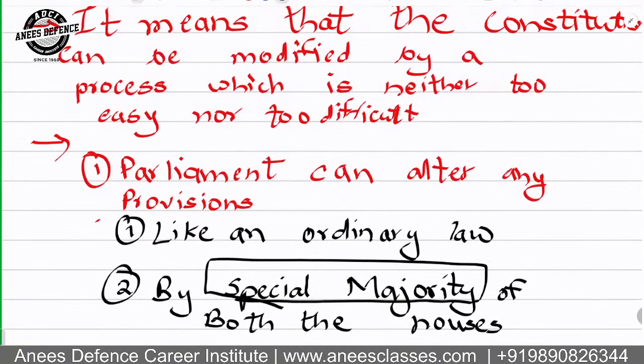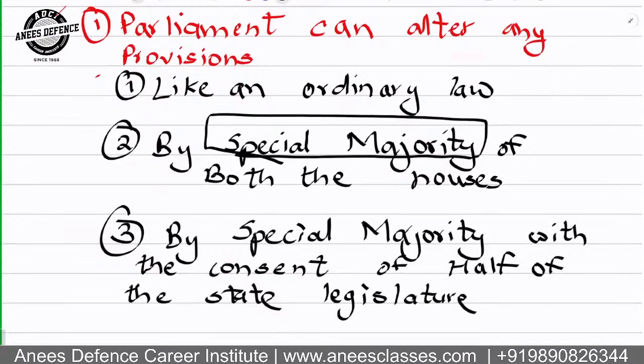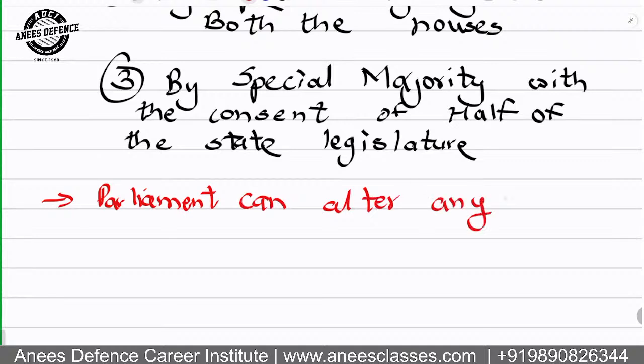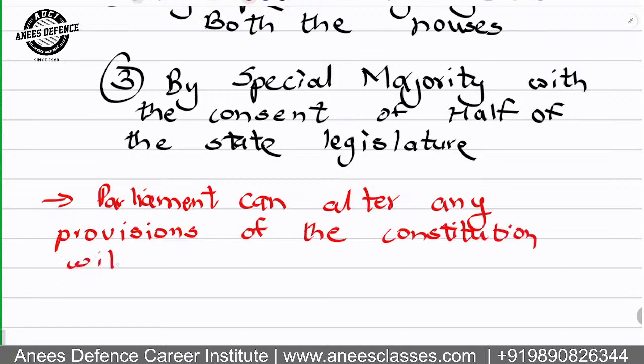Actually, this rigidity means, first of all, according to the constitution, the parliament can alter any provision of the constitution. But in 1973, Supreme Court, in a judgment called as Kesavananda Bharti case, promulgated that the provisions which form the basic structure of the constitution cannot be altered. Parliament can alter any provisions of the constitution without altering the basic structure.